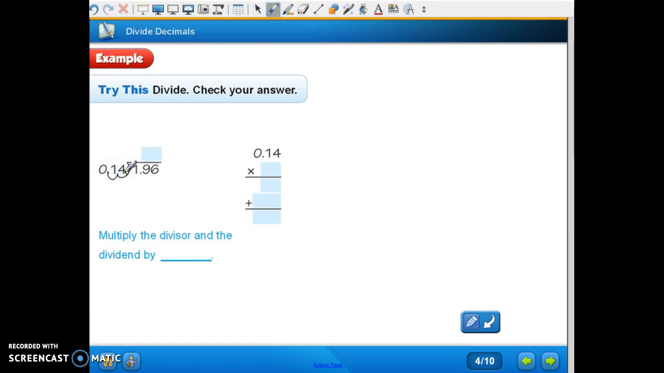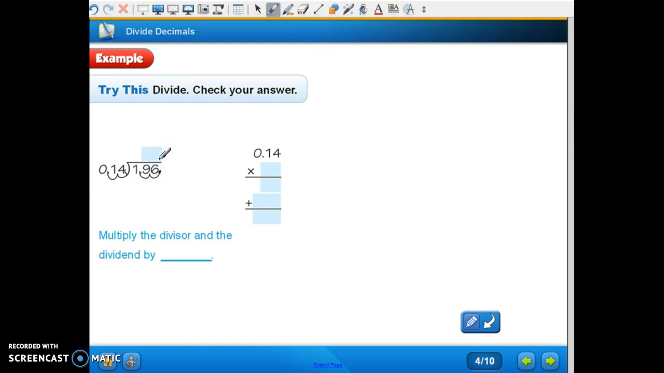And when I multiply 1 and 96 hundredths by 100, because what I do to my divisor, I have to do to my dividend. What does that make this decimal point do in the dividend? Move 2 places to the right. So now, our decimal point is here. Go ahead and put it above that in your quotient.